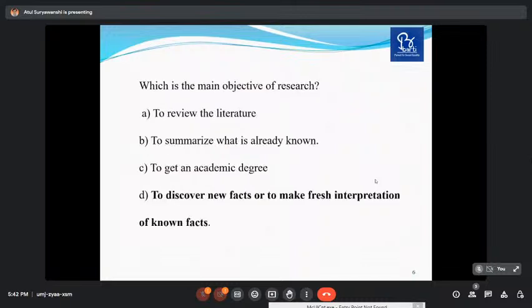Let's proceed further. Which is the main objective of research? To review the literature, to summarize what is already known, to get an academic degree, to discover new facts, or to make fresh interpretation of the known fact. And the D option is correct. To discover new facts or to make fresh interpretation of the known fact. So this is the main objective of research. To search something new, to search something again, and to interpret the facts and to discover something new.